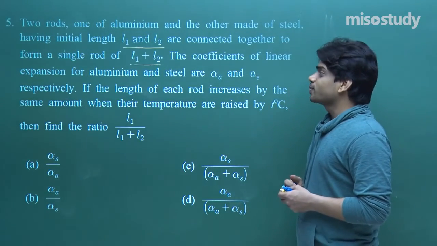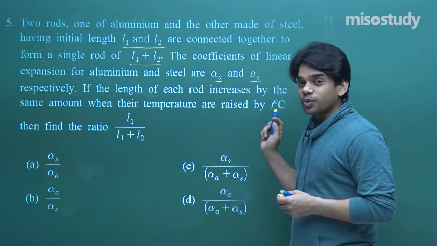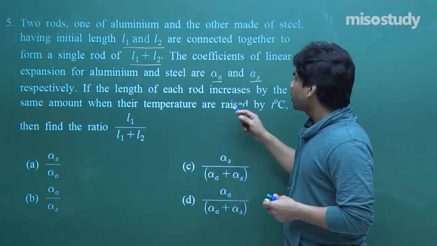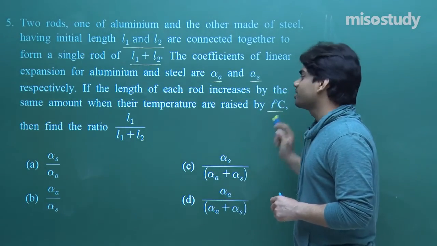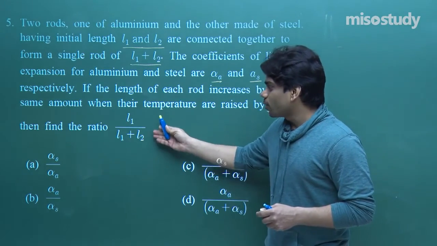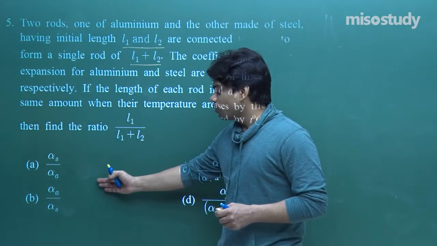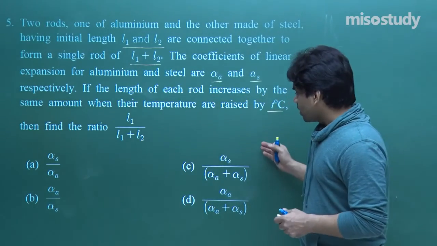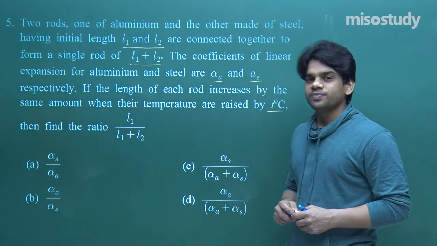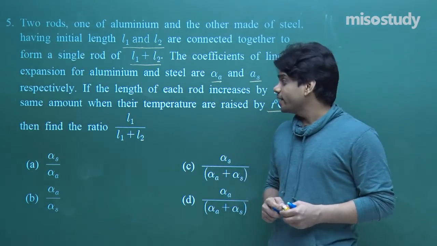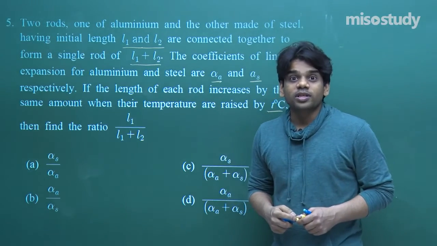The coefficients of linear expansion for aluminium and steel are alpha A and alpha S respectively. If the length of each rod increases by the same amount when the temperature is raised by T degrees Celsius, then find the ratio L1 upon L1 plus L2. Option A: alpha S upon alpha A, B: alpha A upon alpha S, C: alpha S upon alpha A plus alpha S, and D: alpha A upon alpha A plus alpha S. Four options have been provided, and which one to choose? We need to check L1 upon L1 plus L2.